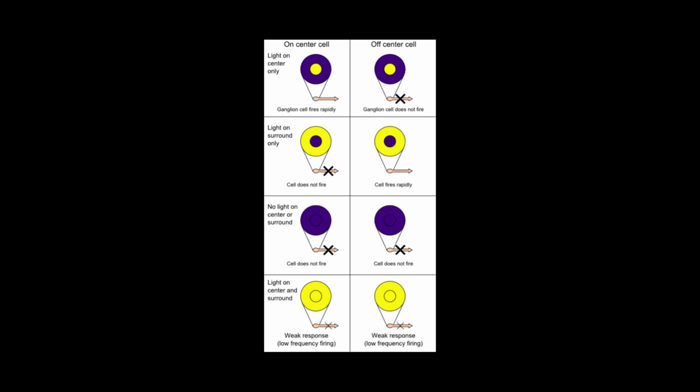But regardless of where you are on the retina, in the fovea, in the surrounding regions, wherever, you always have what are called antagonistic circular fields. That is, you've got the central region, which is either on or off, and then the surrounding region, which is the opposite of that. So if you have on center, you have off surround, and if you have off center, you have on surround. So they're always opposite responses.